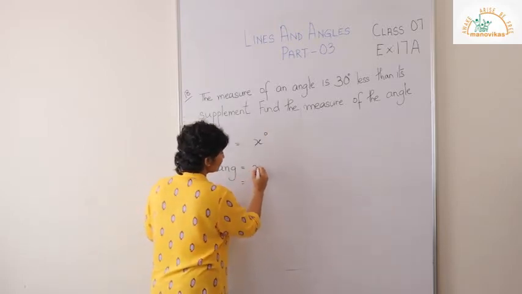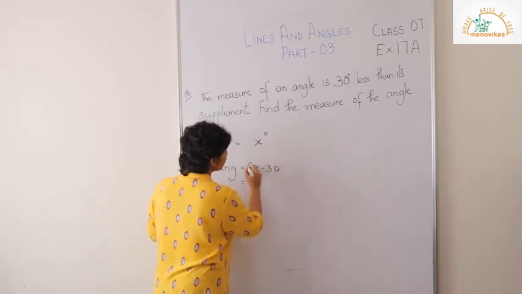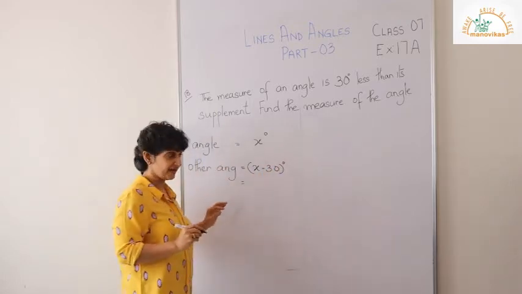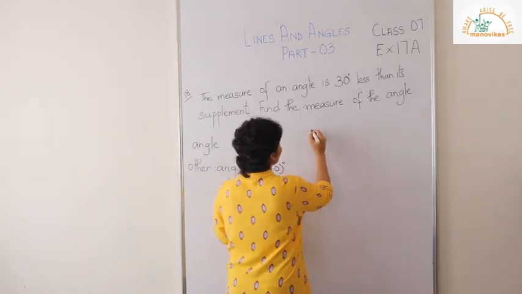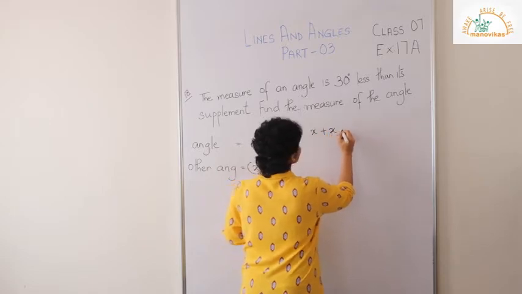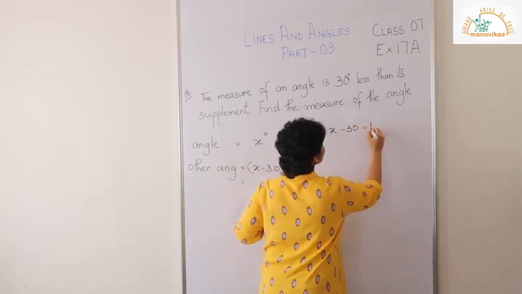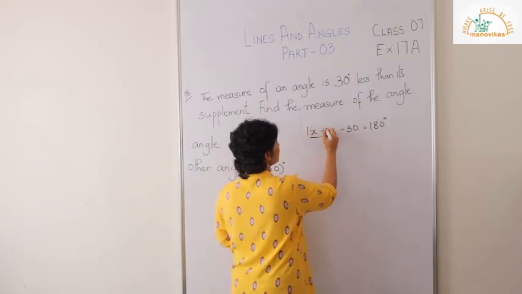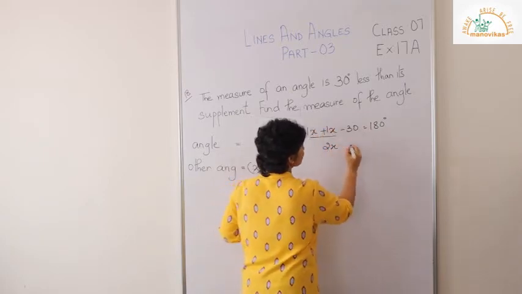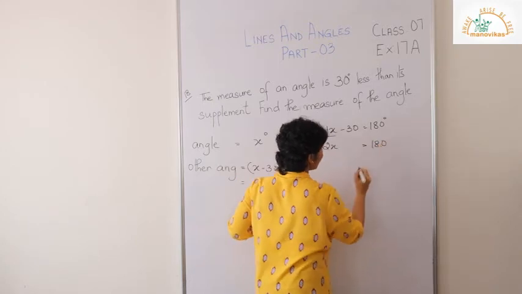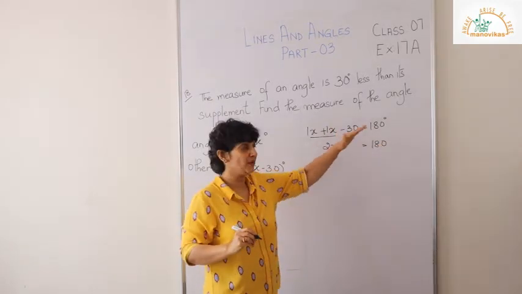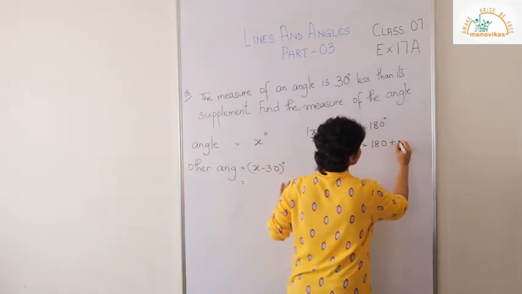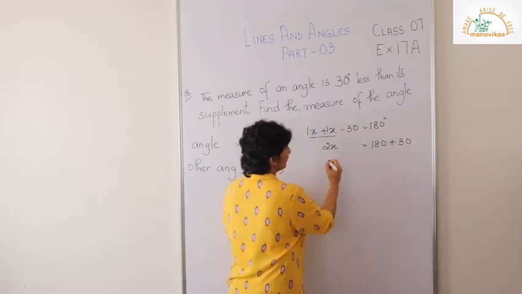Then the other angle is x minus 30 degrees. Correct? So let's do it here. x plus x minus 30 is equal to 180 degrees. 1x plus 1x, children, you get it as 2x, which is equal to 180. Minus 30, when you take that side, you will get it as plus 30 degrees.